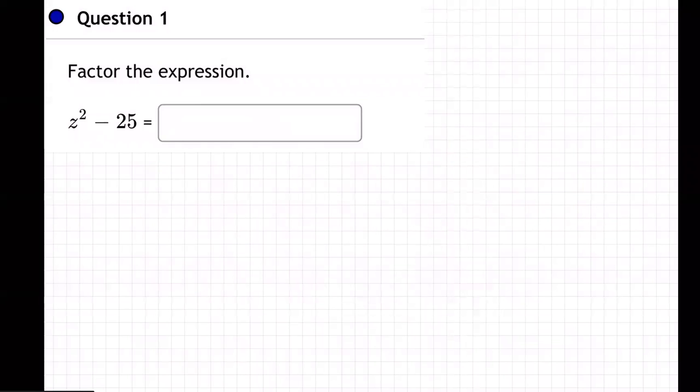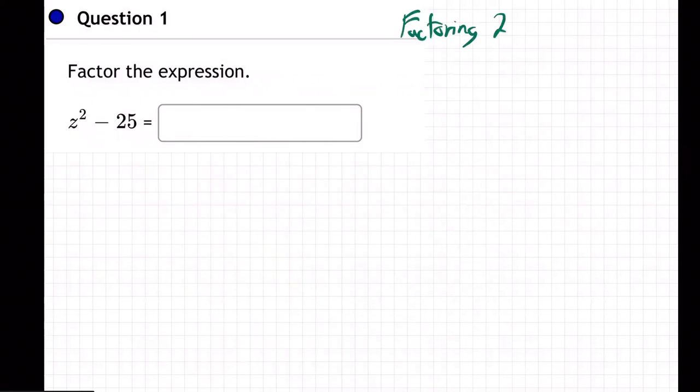Okay, so they want us to factor this expression, which means they want us to find out what this thing was before it was multiplied. In other words, there were two parentheses that were multiplied and it became this. So let's write it up here.